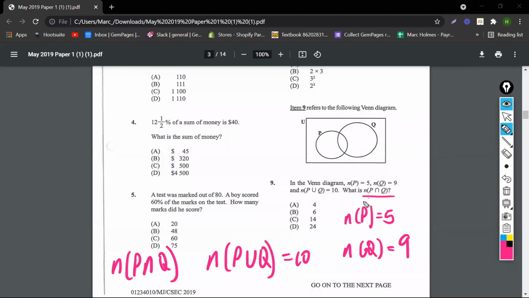What would we do here? Anybody want to help me out with this question? Jaden, you want to help?